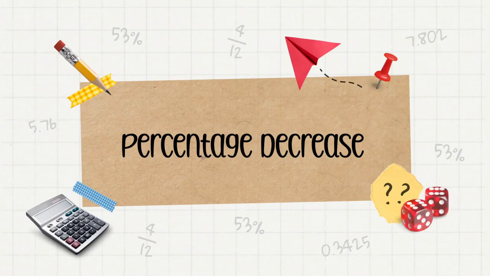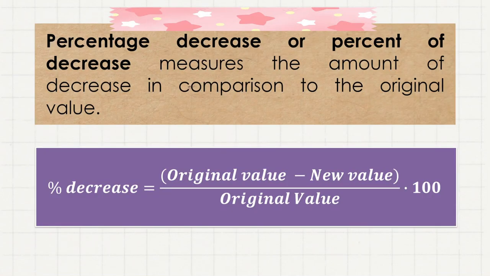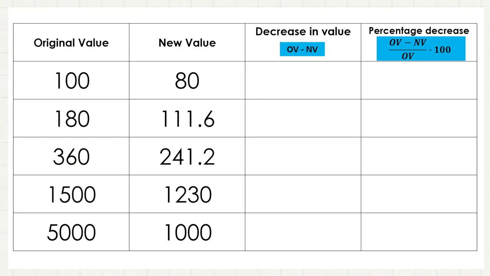Now, let us have percentage decrease. So from the term decrease, may pagbaba, bumaba. So percentage decrease or percent of decrease measures the amount of decrease in comparison to the original value. So for the formula, it is like percentage increase, but this time we're going to have the original value as the minuend and the new value as the subtrahend. So for the formula, we have percentage decrease is equal to original value minus new value divided by original value times 100.